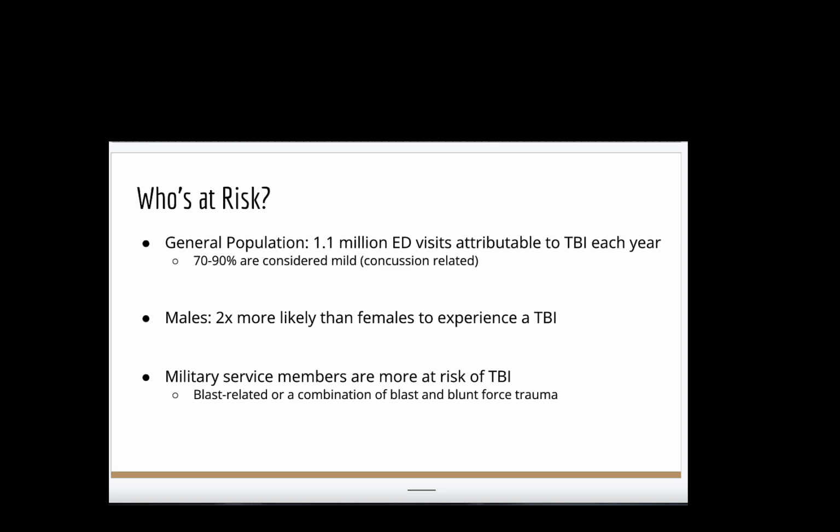Pretty much males and military service members are the ones that are identified as the largest risk of experiencing a traumatic brain injury of any level of severity. O'Sullivan says about 1.1 million ED visits are attributable to a TBI each year. That would include mild, moderate, and severe types of traumatic brain injury, although about 70 to 90% are considered mild or concussion related. So really the majority of the TBIs that the general population is receiving is in the form of a concussion.